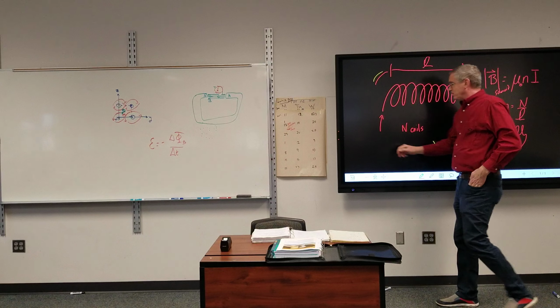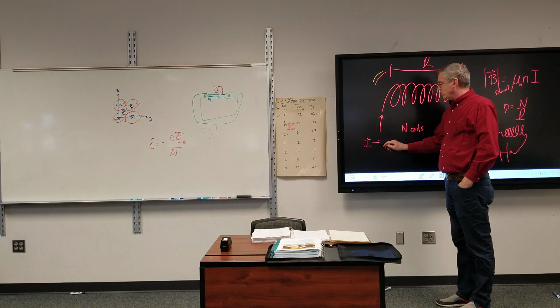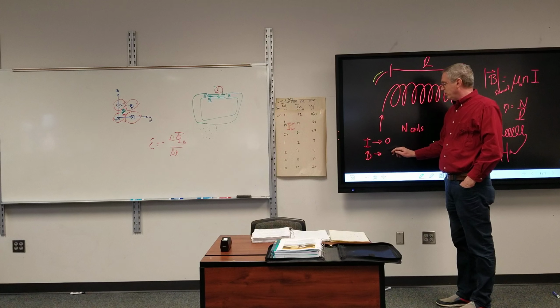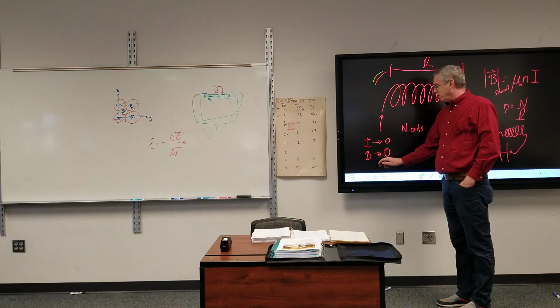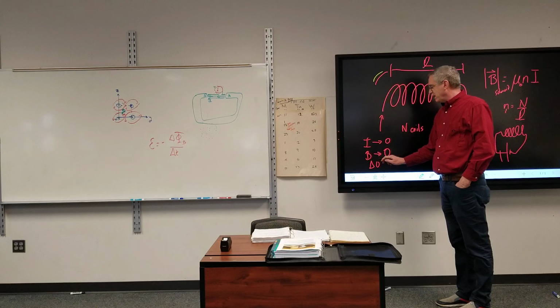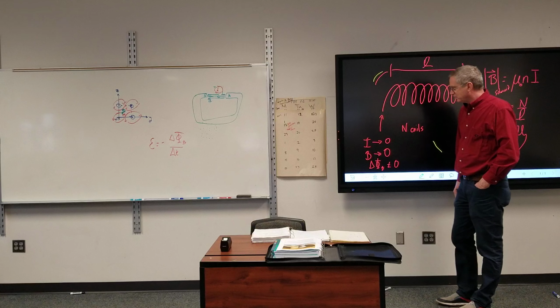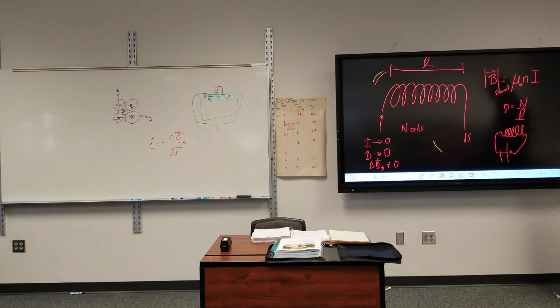All right, so we've established that the current goes to zero. Therefore, the magnetic field in the solenoid goes to zero. Therefore, there's a change in the magnetic flux. That's not zero. If there's a change in the magnetic flux, it's not zero. What does Faraday-Lenz's law tell us?